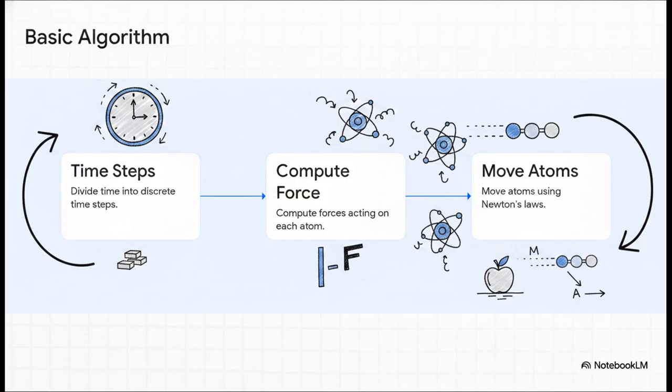Step 1, you divide time into discrete, tiny time steps. Step 2, at each step, you compute the forces acting on every single atom using what's called a molecular mechanics force field. And step 3, you move the atoms just a little bit, updating their position and velocity using good old-fashioned Newton's laws of motion. Then you just loop back to step 1 and do it all over again, millions and millions of times.